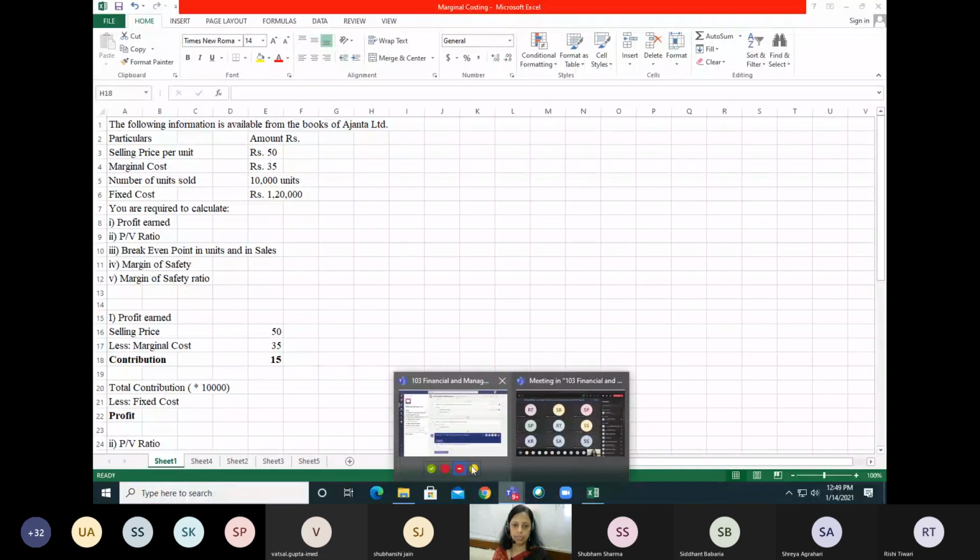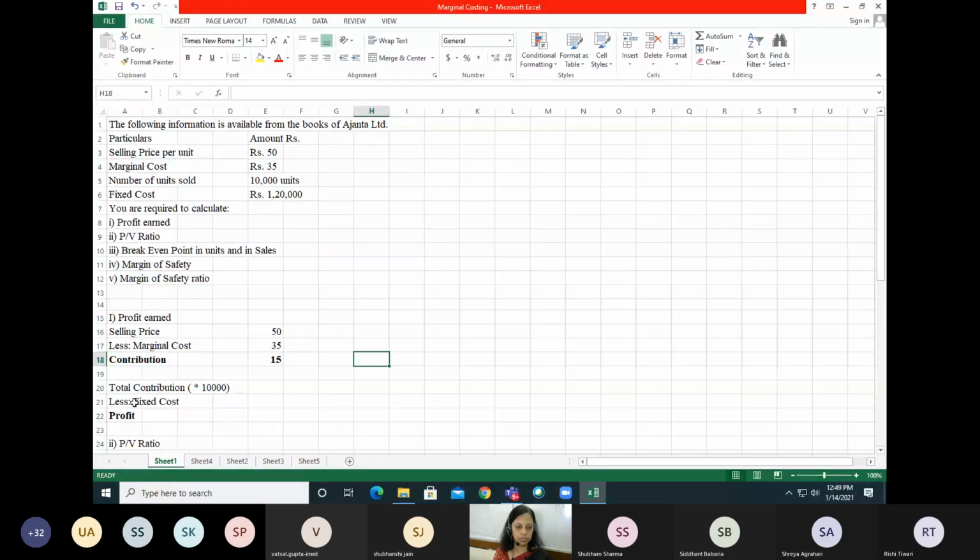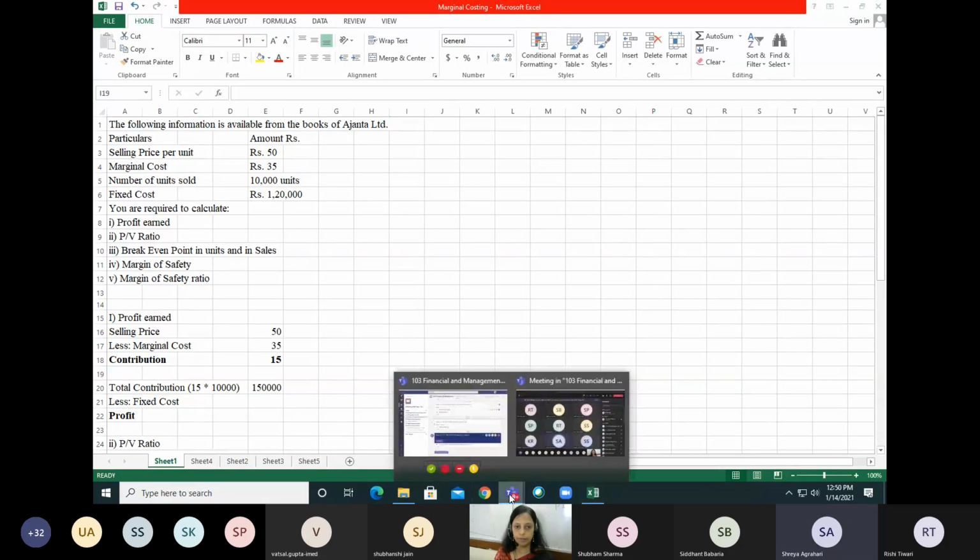Yes, ma'am. Now, in marginal costing, what is the formula of profit? Total contribution minus fixed cost. So, they have given number of units sold 10,000. So, total contribution will be rupees 15 into 10,000 units. Right? 1,50,000. Can you repeat the step?